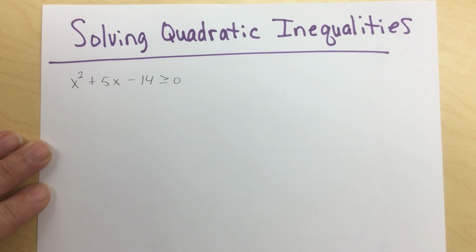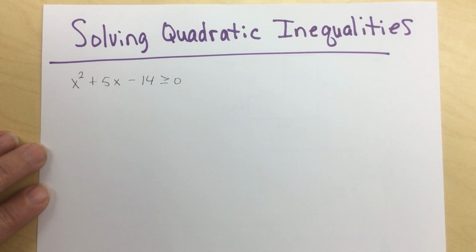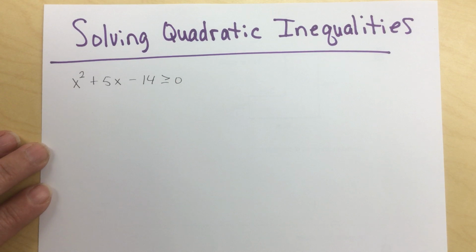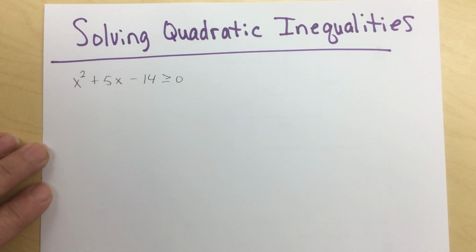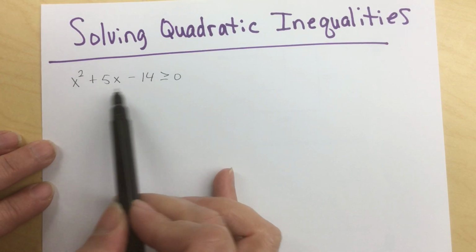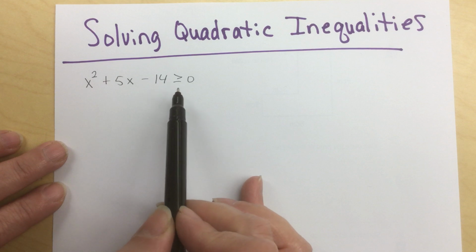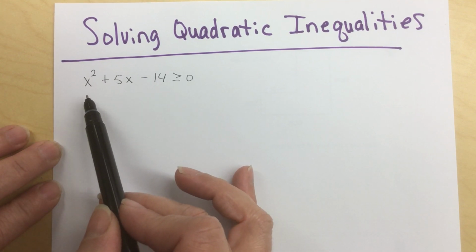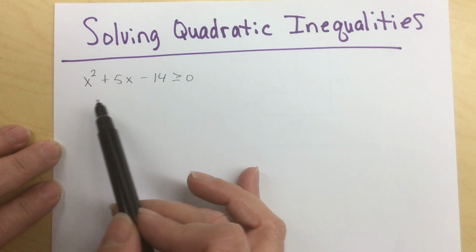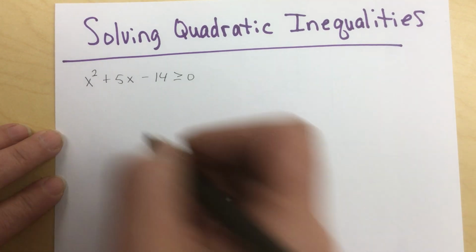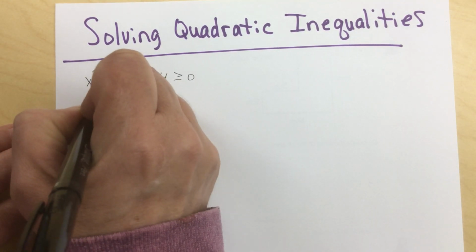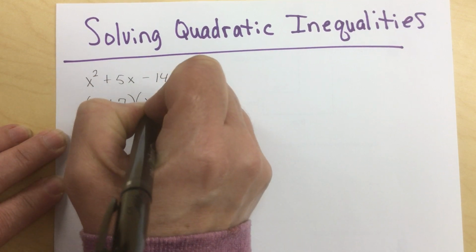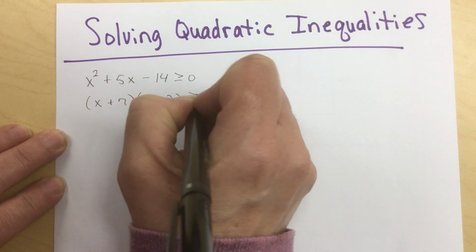All right, in this video, I'm going to explain to you how to solve quadratic inequalities. We're going to use a method that uses critical points, and in order to do that, we need to factor this expression. So we're trying to figure out where this quadratic is positive, where it's greater than or equal to 0. So in order to use the method that we're going to use, we're going to factor this. So this particular one factors into x plus 7 and x minus 2.